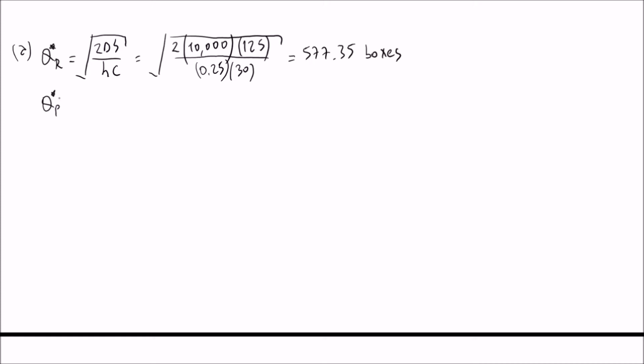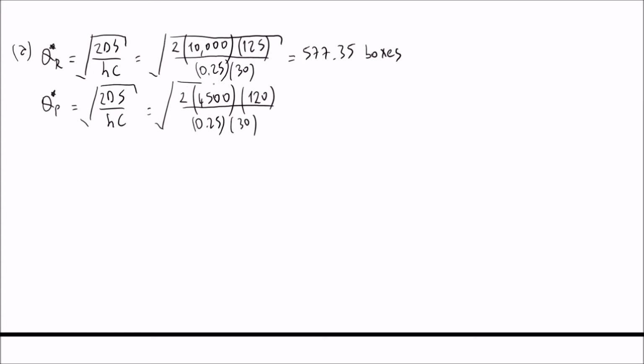How about pumpkin spice? Let's call it Q_P star. The formula is the same, but the values are different. Demand is 4,500 boxes. Fixed cost is 100 plus 20 this time. And the inventory cost is given, and the result is 379.47 boxes.